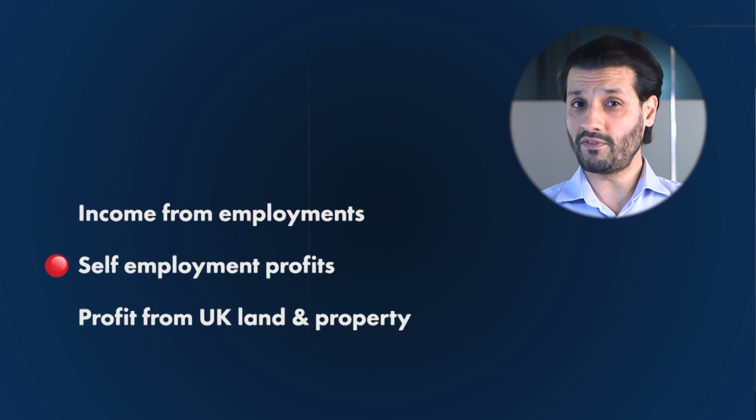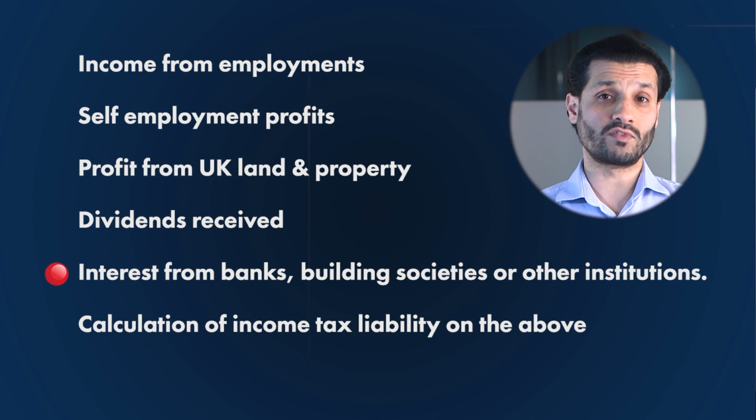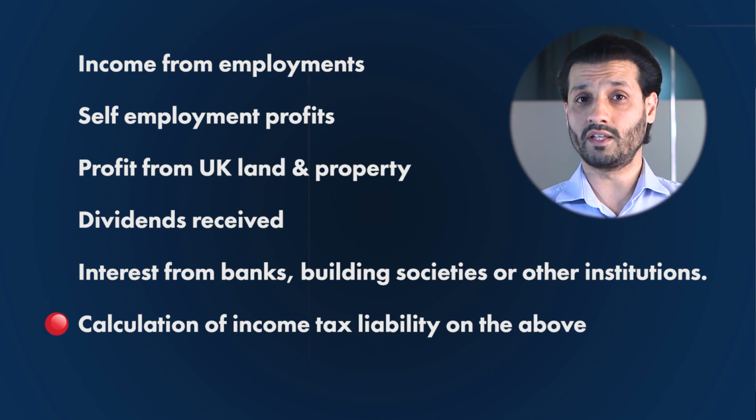The SA302 is a summary of earnings and taxation, so it will include details of income from employments, self-employment profits, profit from UK land and property, dividends received, interest from banks, building societies or other institutions, and calculation of income tax liability on the above. The summary also details your name and tax reference for identification purposes.